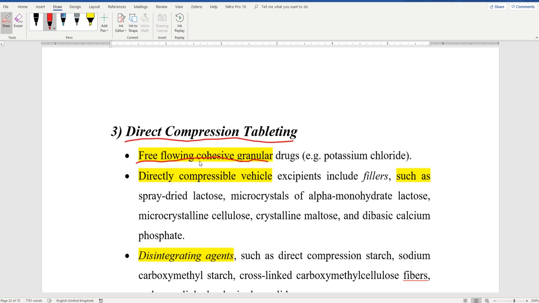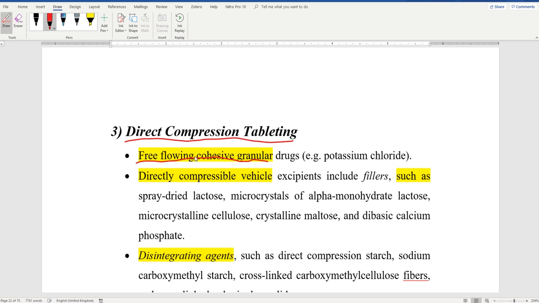Okay, the other problem is, what did we say, compressibility. Granules are better compressed than powders. That's why you need the powder to be free flowing and cohesive. Now, very few drugs have such characteristics. For example, potassium chloride might have such characteristics.